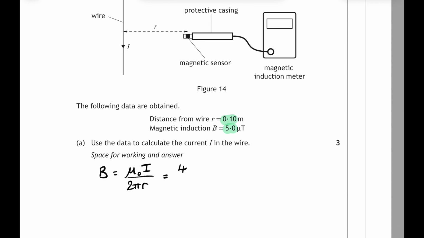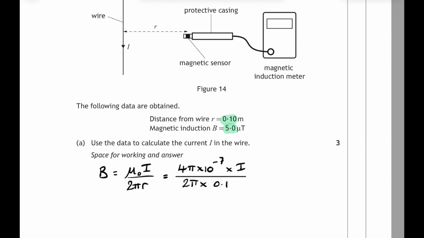So it's good practice to substitute everything in first. So mu naught is 4 pi times 10 to the minus 7 times I divided by 2 pi times the distance from the wire, which was 0.1 metres. Now I said there was a wee trick you could do here, because typing 4 pi times 10 to the minus 7 into your calculator is pretty tricky.